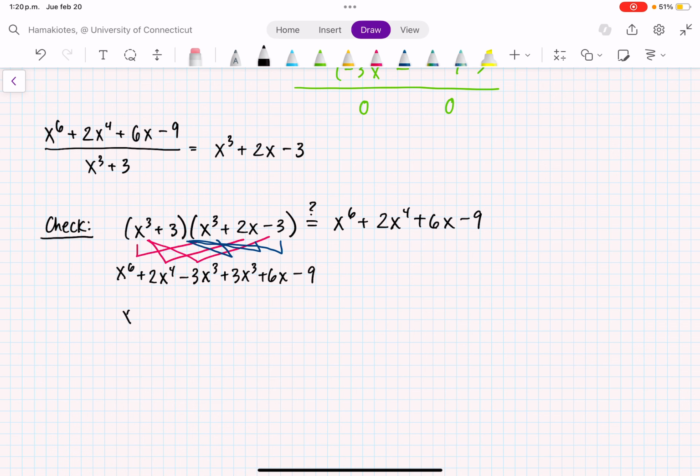So this gives us x to the 6th plus 2x to the 4th. Now I have minus 3x cubed plus 3x cubed. Those cancel each other out. Plus 6x minus 9. That is exactly equal to what I wanted. So indeed, we did get the correct answer.